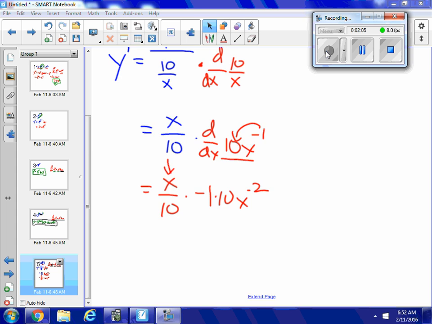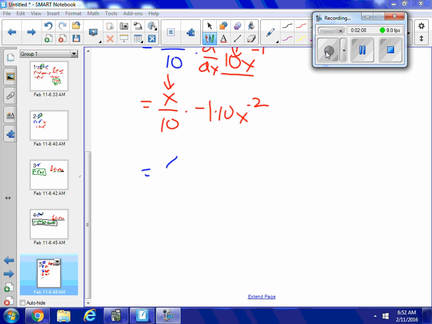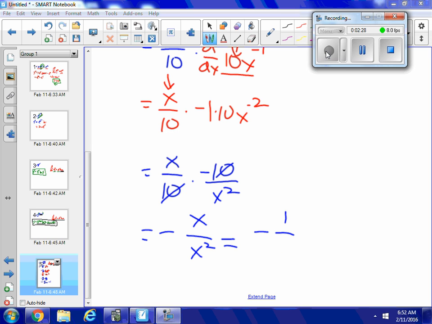So that gives me x divided by 10 times negative 10 over x squared. Well, these 10s are going to cancel out. It's going to keep my negative sign. I'll have x over x squared, which simplifies into negative 1 over x. And when we're finished here, we do need to specify that x still has to be greater than 0. That's part of the domain of this problem.